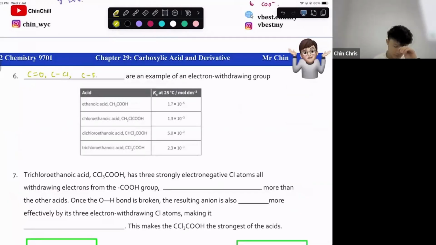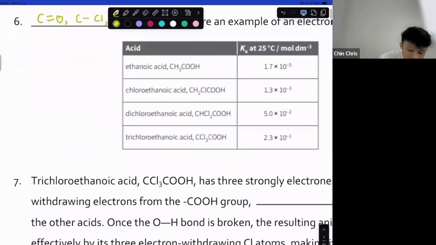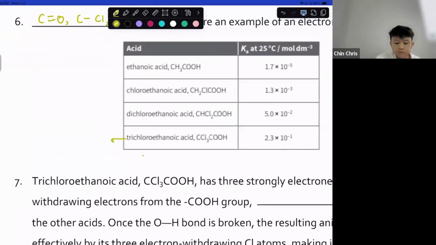Alright guys, next. Let's go. So guys, now let's look at ethanoic acid, chloroethanoic acid, dichloro, trichloro. Which one is the most acidic? Think about it. So, it's the last one.